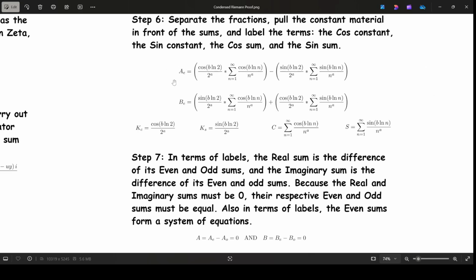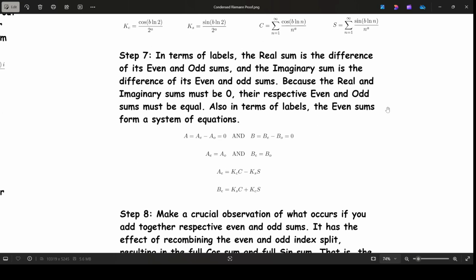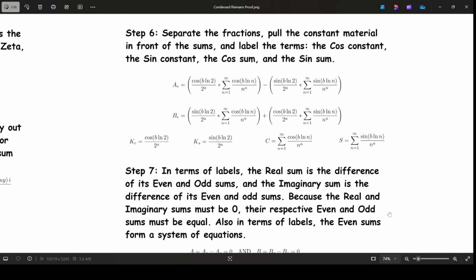We say that the real even sum is equal to this stuff. We just broke it down, expanded it to look at it. And we have the odd even sum is equal to this stuff, broken down. We're just going to write that down using these labels we created. So that's all this system is here. You see the even stuff is equal to its constant times its cosine sum minus the other constant times its sine sum. And you see the same pattern here.